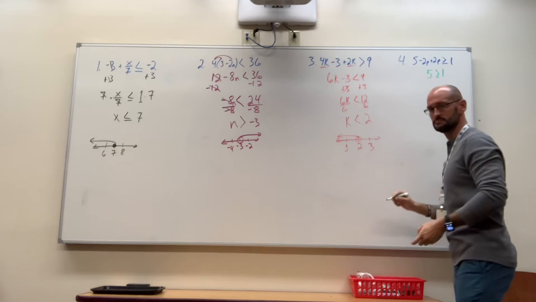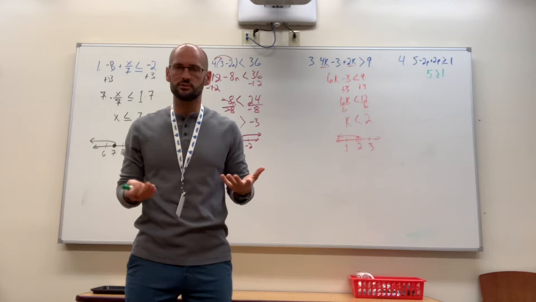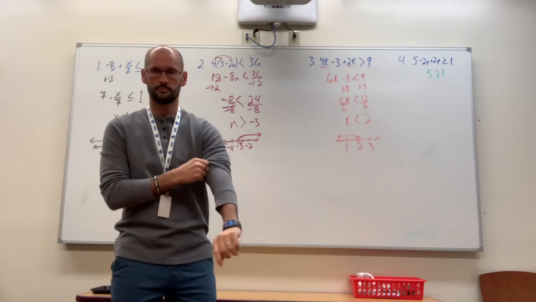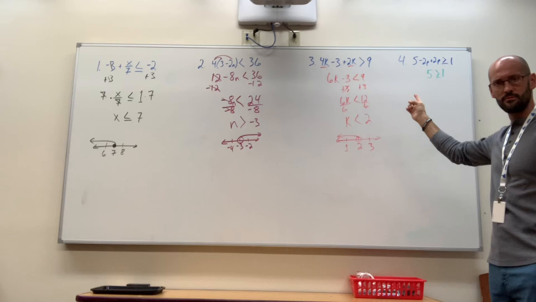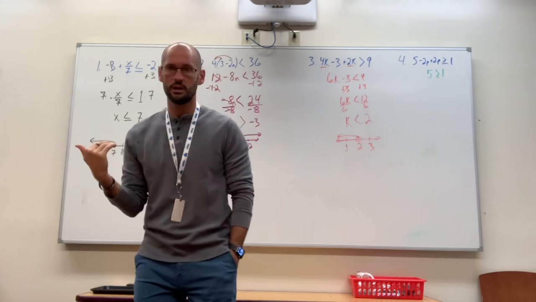Oh my gosh, I'm freaking out. How do we solve if there's no variable? You stop. And here's what you have to do. Anytime your variables cancel out, you look at what's left and ask the ultimate math question: is that true? Anytime your variables cancel out, you look at what's left and ask yourself, is that true?